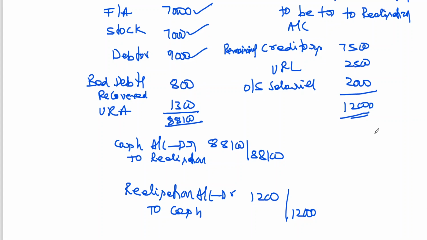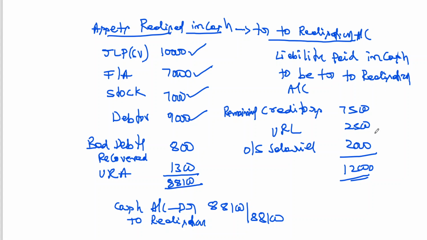Is it totally something here? 10,000 plus 70,000 plus 7,000 plus 9,000 plus 800 plus 1,300 is coming to 98,100. I think yes, I have written it wrong.